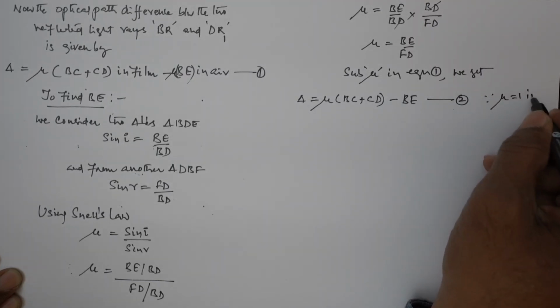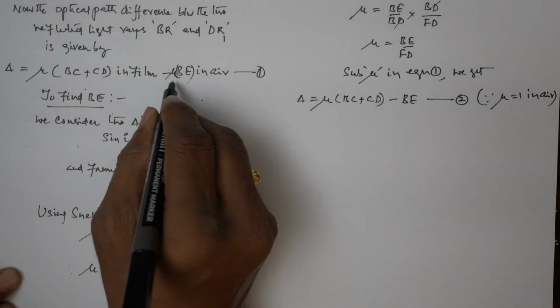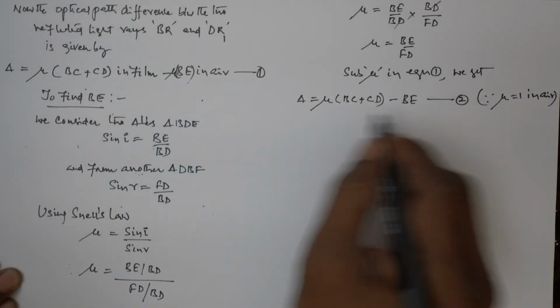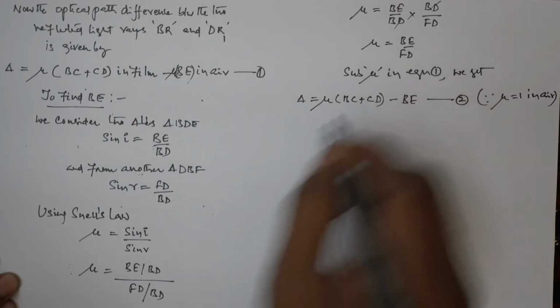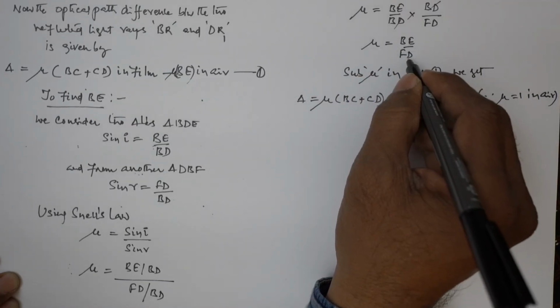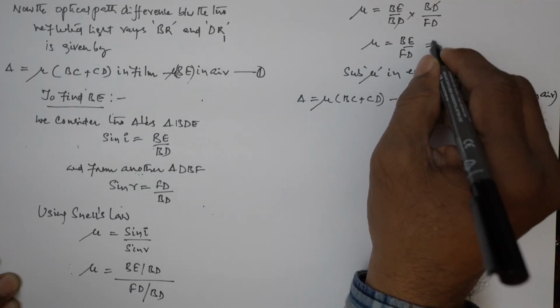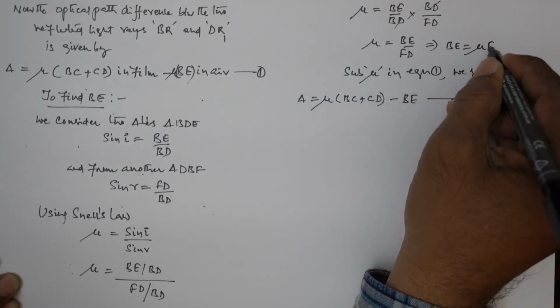Since mu is equal to 1 in air, what does mu in equation 1 become? It becomes 1. So then how can I write equation 1? Delta is equal to mu into BC plus CD minus BE. You have already determined the value of mu here. Now from mu is equal to BE by FD, how can I write BE? By cross multiplication, I can write mu FD. That implies BE is equal to mu FD.